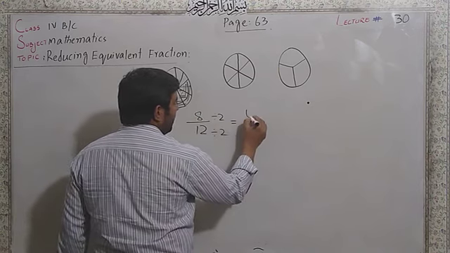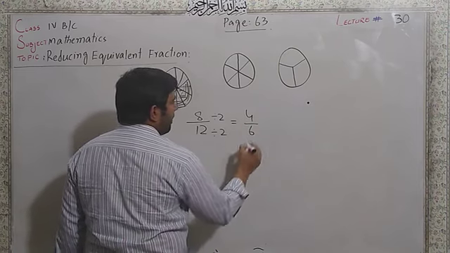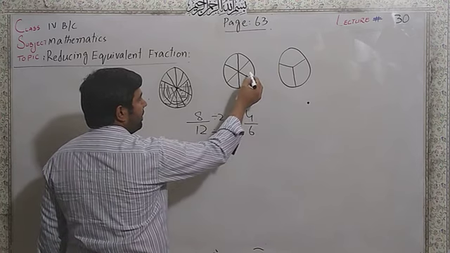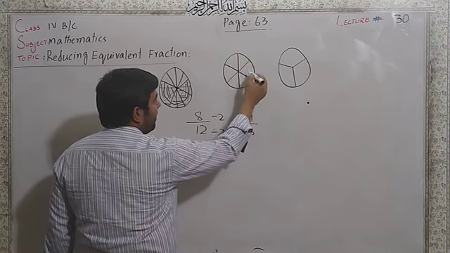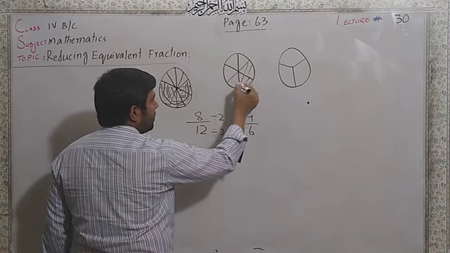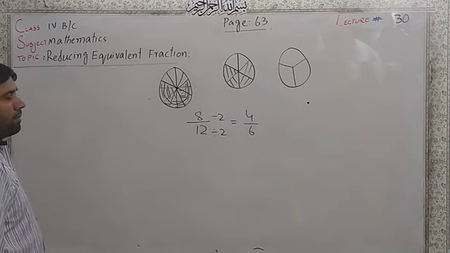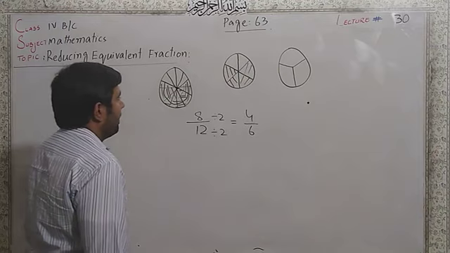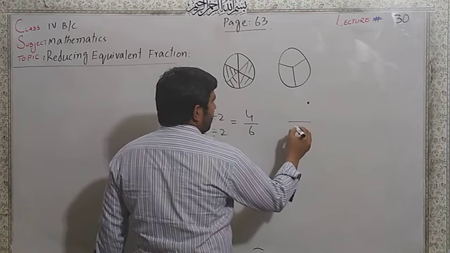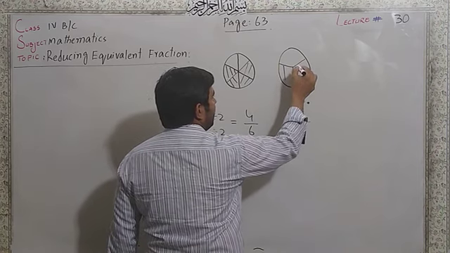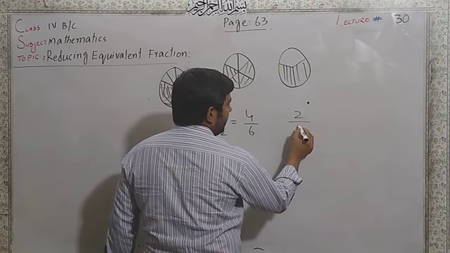2 4s are 8 and 2 6s are 12. So here we color 4 parts. Total parts are 6. 1, 2, 3, 4, 5, 6. We will color 4 parts. This is 1, this is 2, this is 3, and this is 4. Okay? If we divide this one, 3 4s are 12, and here I color 2 parts. 2 parts colored and total are 3 parts.